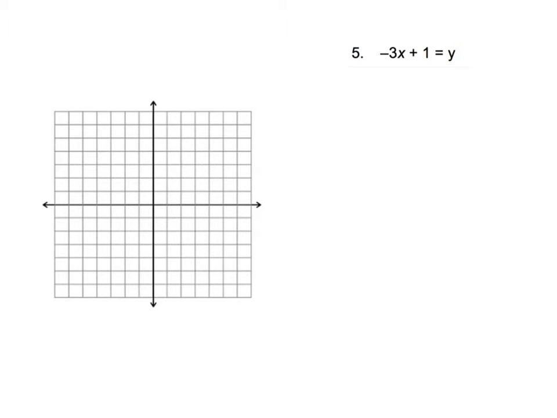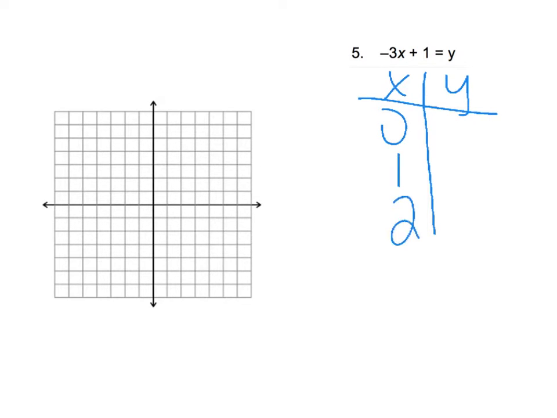We're looking at number 5 here, and right away I notice it's in slope-intercept form. So it's solved for y there. So I'm just going to go ahead and start by, again, making my table. I'm going to choose 0, 1, and 2. Super easy numbers.